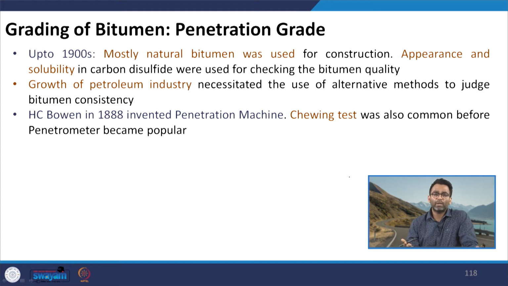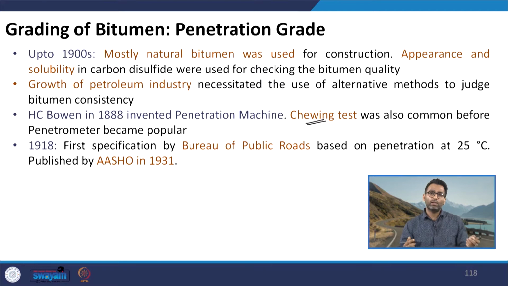During a similar period, another crude method which was used was the shearing test. This is a very interesting test where an asphalt specialist used to take a sample of bitumen, and by the amount of pressure he required to apply to chew the bitumen between his teeth, he used to tell about the consistency of the bitumen.